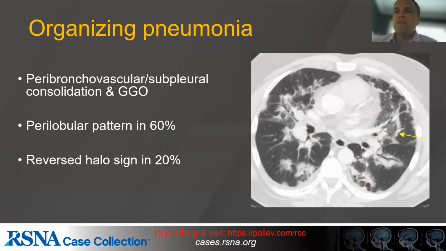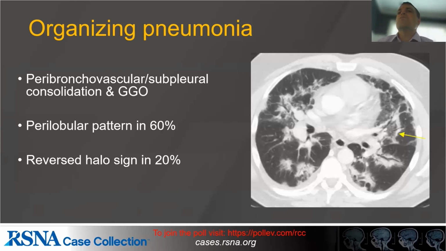And then this arrow here on this other image shows this perilobular distribution that's very common with organizing pneumonia, where you have the organizing pneumonia actually marginating the periphery of the secondary lobules. And then you also have some central ground glass opacity within that consolidation, very typical of the reverse halo sign. And so organizing pneumonia is a very common manifestation of COVID-19 pneumonia. So we see this fairly commonly with COVID-19 pneumonia.